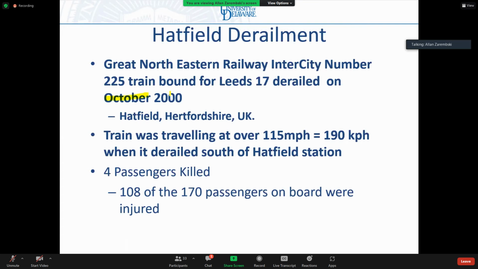So the Hatfield derailment happened in October 2000 on a passenger train that was traveling approximately 200 kilometers per hour when it derailed. Now, obviously, we're talking about rails, so it's going to be a broken rail derailment. Four passengers were killed and 108 out of 170 were injured. So more than half the passengers had some sort of injury.